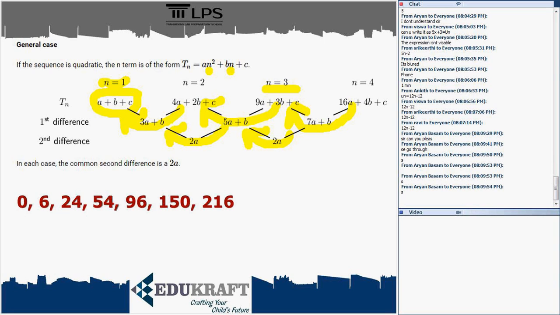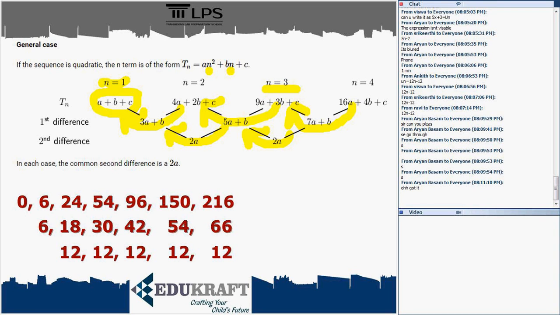It is 2A. Look at this sequence: 0, 54, 96, 150, 216. Look at the first differences: 30, 42, 54, 66. But when I take the second difference, it is 12. Now, for the second difference, the general expression is 2A. So 2A equals 12, and the value of A is 6.